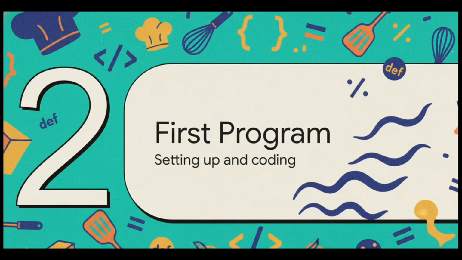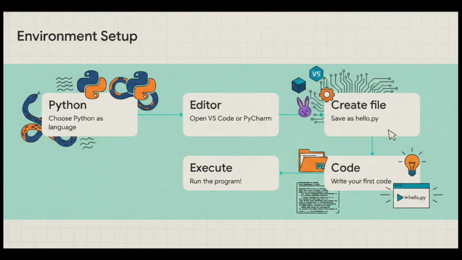Moving right along to Section 2, writing your first program. Now that we know we're basically just writing a recipe, let's set up your Python kitchen and prep your very first dish. To write code, you just need a programming language and a code editor. Here's the simple step-by-step setup to get your environment ready for action. First, we choose Python, mostly because it's one of the easiest, most readable languages for beginners. Second, you open an editor. This could be VS Code, PyCharm, or Replit.